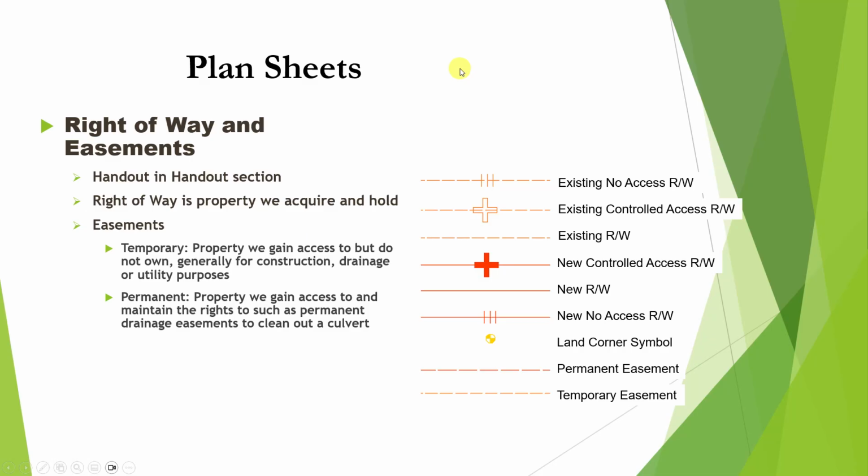Right-of-way and easements. There's more again of this in the handouts. Right-of-way property is property we acquire and hold. Easements, they're temporary or permanent. Temporary is property we gain access to, but do not own, generally for construction, drainage, or utility purposes. Permanent is property we gain access to and maintain the rights to, such as permanent drainage easements to clean out a culvert or whatnot. And these are kind of the symbols. Again, existing are dashed, open crosses, and new is the solid and filled. Okay.